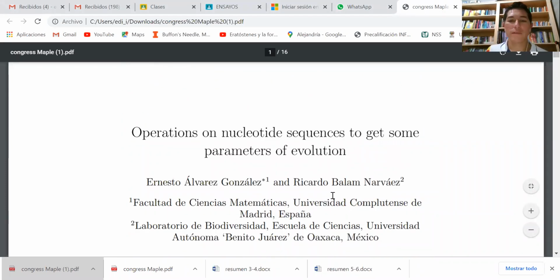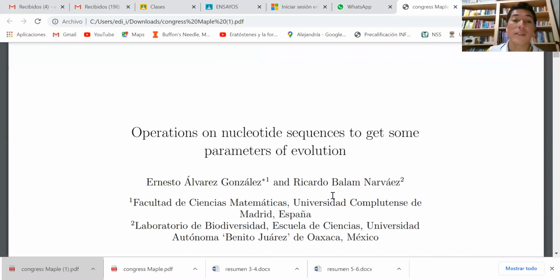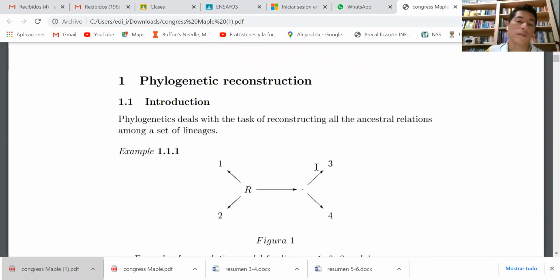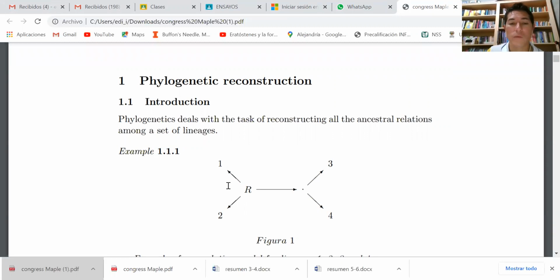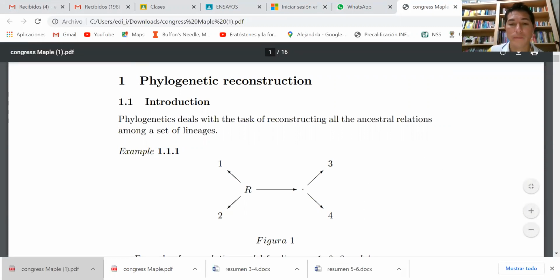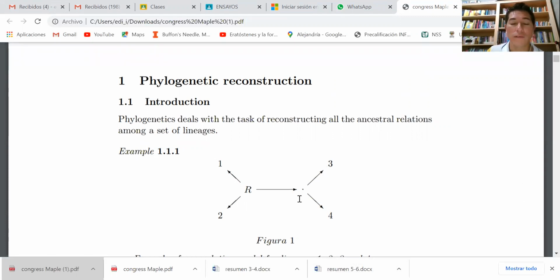Okay, so the name of this speech is Operations on Nucleotide Sequences to Get Some Parameters of Evolution. This is the phylogenetic reconstruction problem. We have some current lineages, for example, we see in figure 1 lineages 1, 2, 3, and 4, and we want to reconstruct a phylogenetic tree.